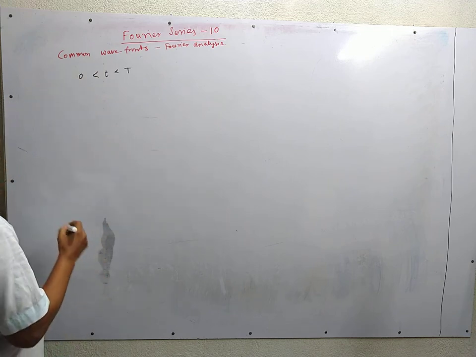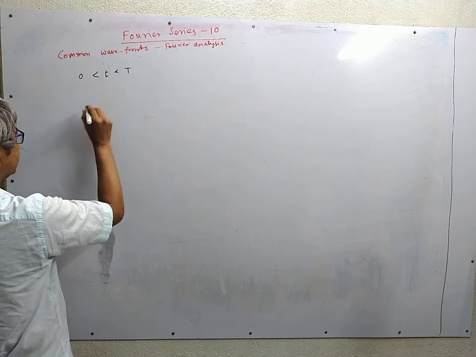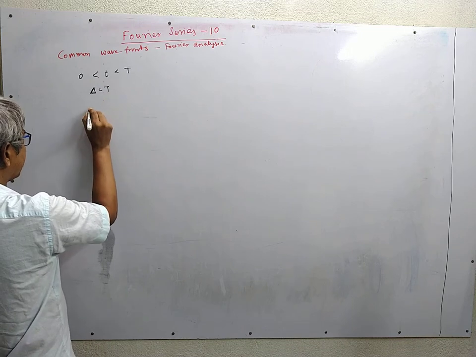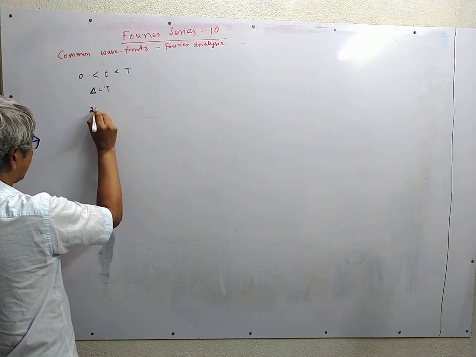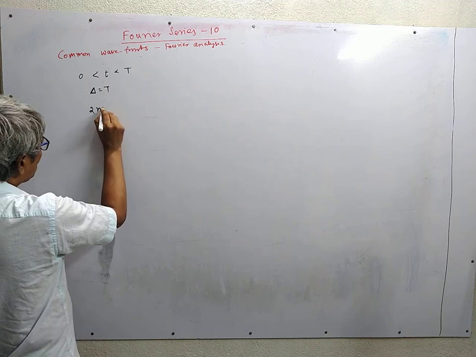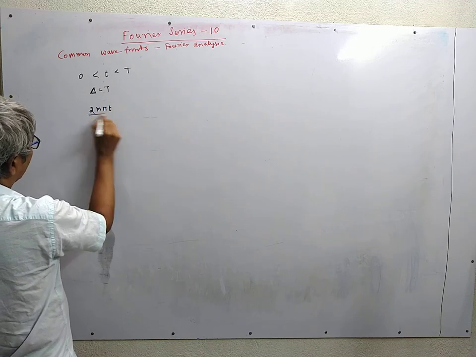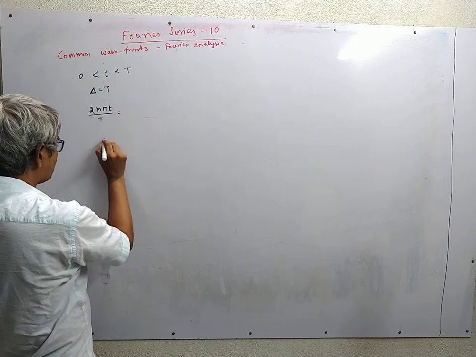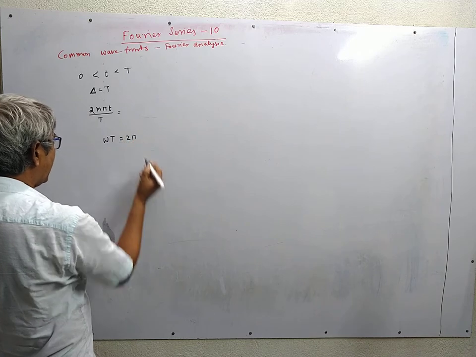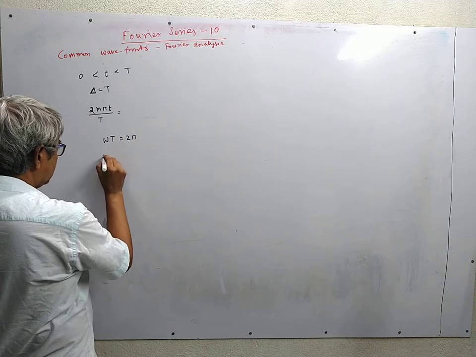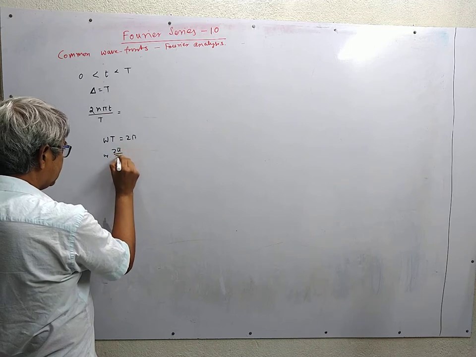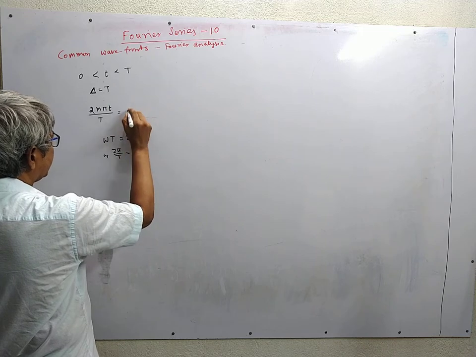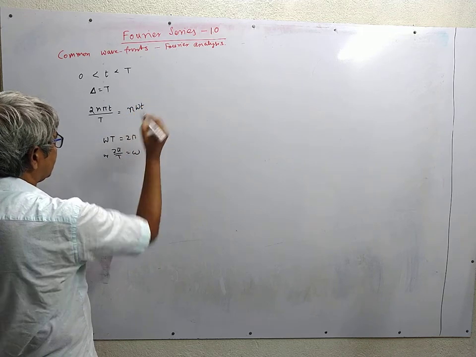And this is the variable, and then the delta is T, and the argument of the sine and cosine function is 2n pi t by capital T. Now, as omega T is equal to 2 pi, so 2 pi by T is equal to omega, so this 2 pi t by T can be written as n omega t.